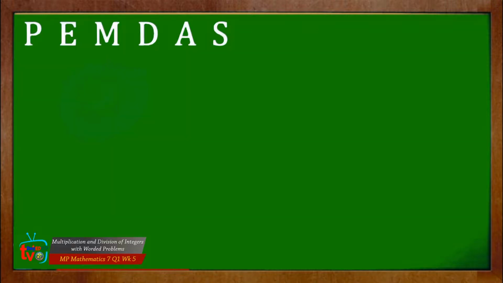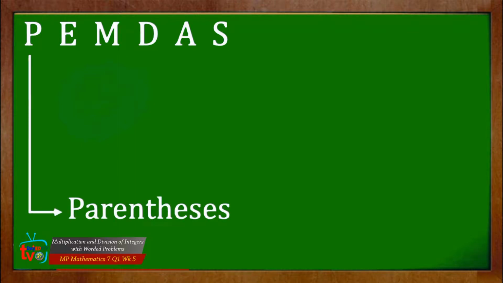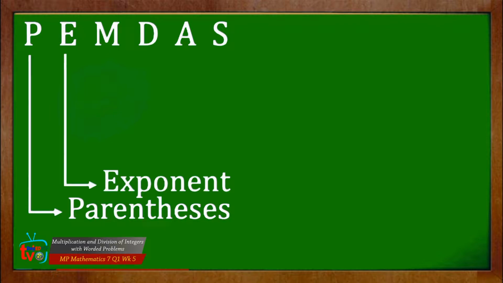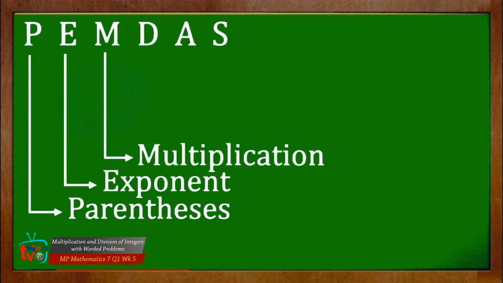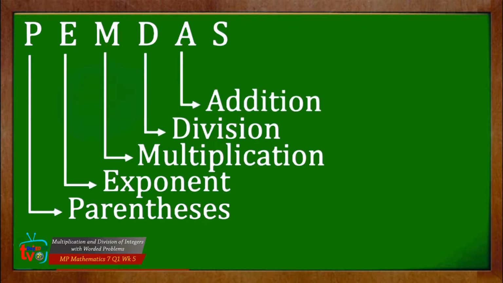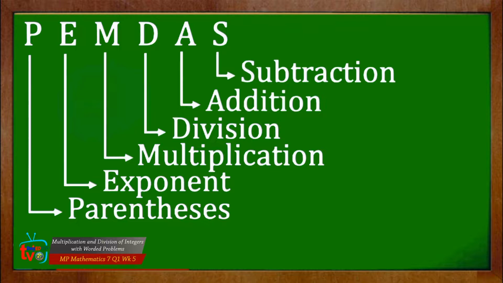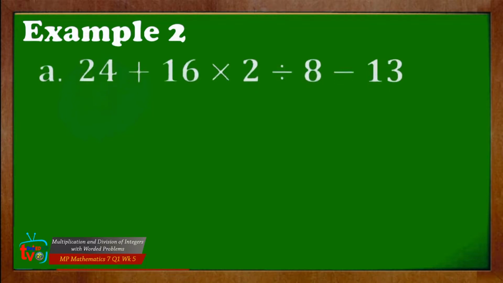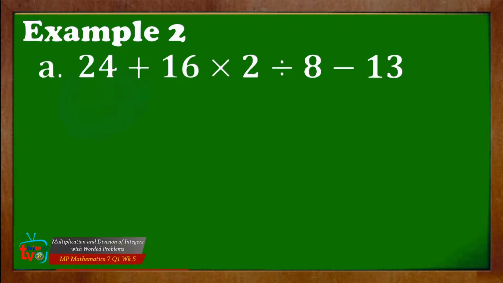In cases where operations are combined, we follow PEMDAS. PEMDAS stands for P parenthesis, E exponent, M multiplication, D division, A addition, and S subtraction. Example: what is 24 plus 16 times 2 divided by 8 minus 13?